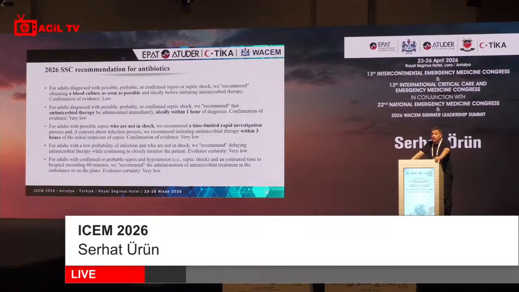We still continue to take a blood culture as soon as possible. We should apply antimicrobial therapy ideally within 1 hour. And for patients with possible sepsis who are not in shock, a time-limited rapid investigation can be considered within 3 hours.